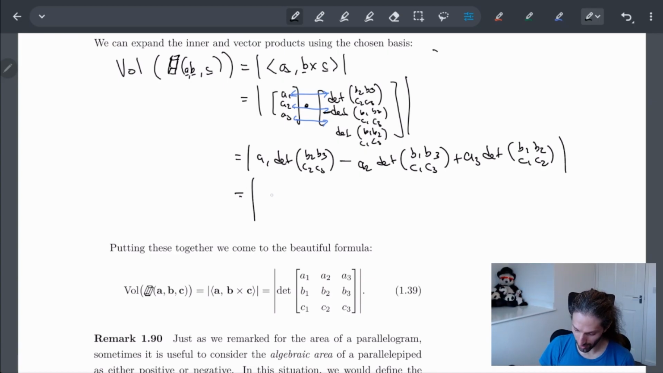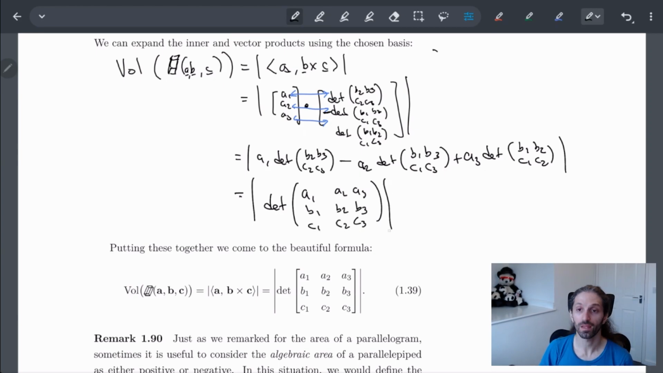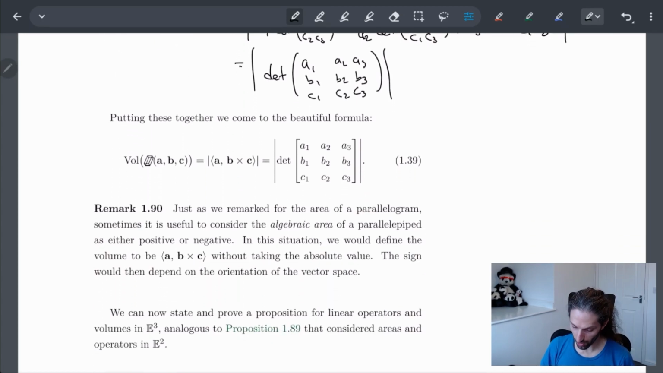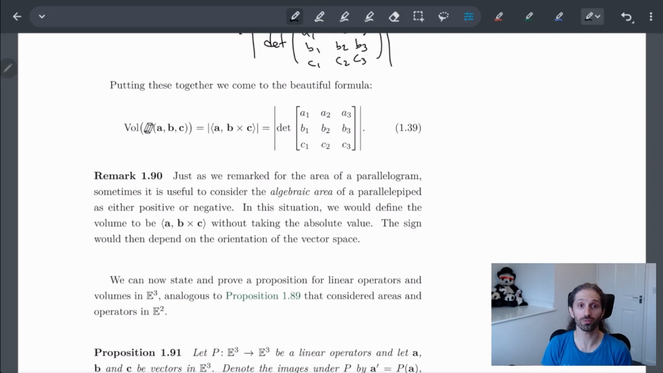This is nothing more than the determinant of the matrix itself: A1, A2, A3, B1, B2, B3, C1, C2, C3. So we get this nice little formula. Basically what we just showed is that, putting everything together, the volume is given just by the absolute value of the determinant. Again, we take the absolute value because we don't know which way the signs are going, and volume can never be negative.